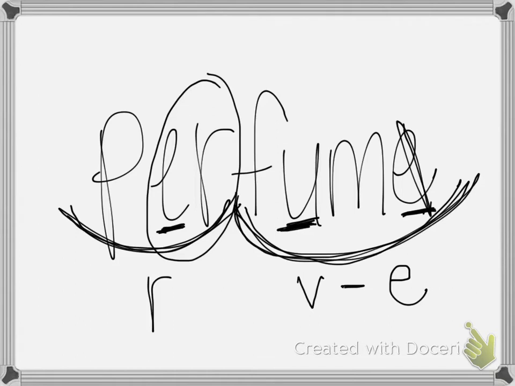When it is vowel, consonant, E, your first vowel says its name, okay? So your first syllable is "per," your second syllable is "fume." Put that all together, you have perfume. Perfume.